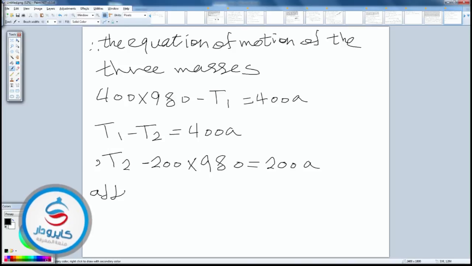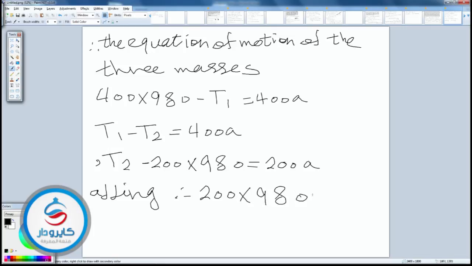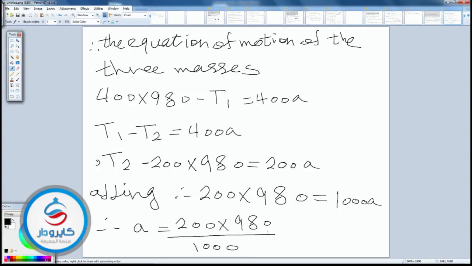Adding, therefore 200 times 980 equals 1000A, therefore A equals 200 times 980 over 1000, equals 196 centimeters per second squared.